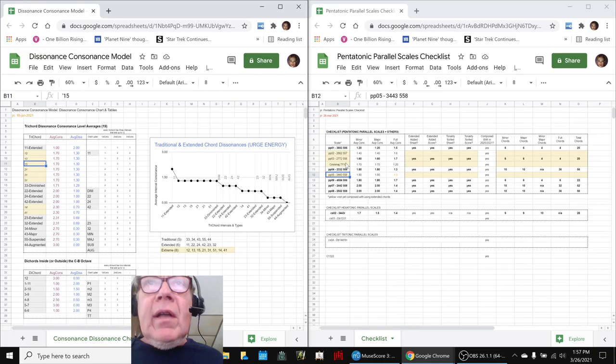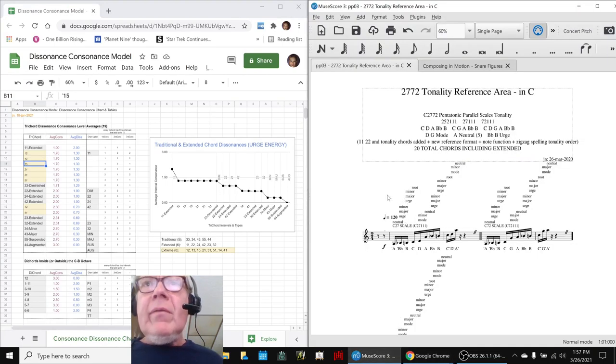And we just finished today adding the 2-7-7-2 scale, which we can play for you now. Here's what the 2-7-7-2 scale sounds like and all its chords.